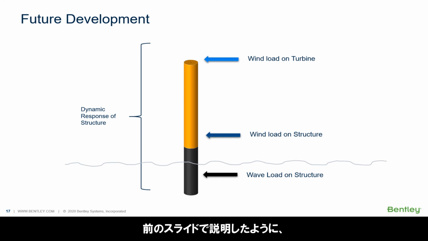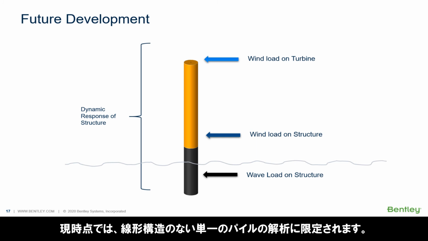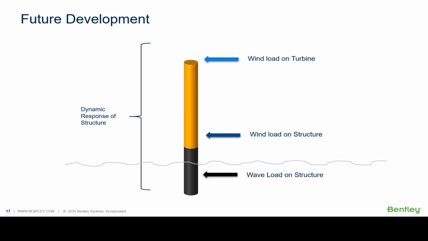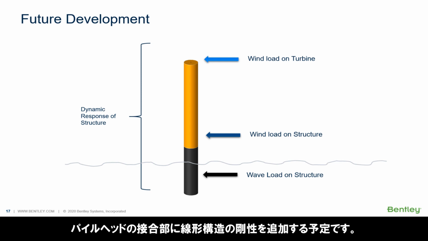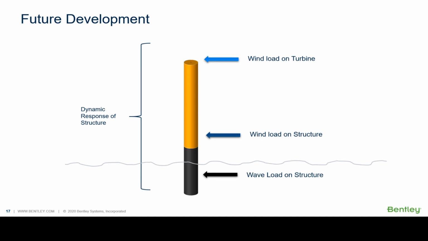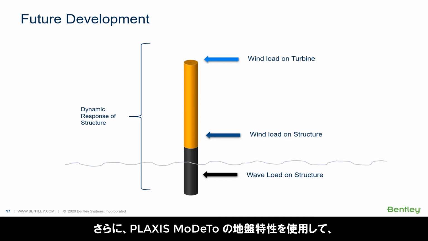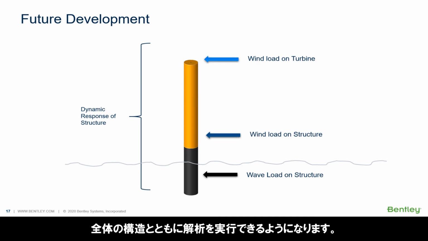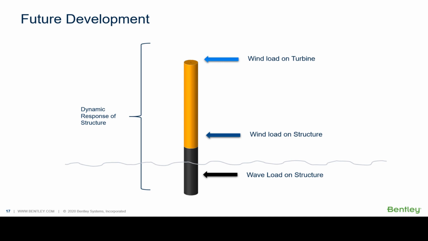As I talked about in the previous slides, for now, we are limited to a single pile analysis without linear structure above. Our future enhancement will be to add a stiffness of the linear structure to the pile head joint. And furthermore, to perform the analysis together with the whole structure with soil properties from PLAXIS MoDeTo at the end.